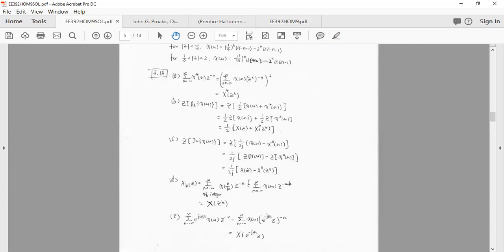Z transform of x of n is just going to give us x of z minus, again, the z transform of x of n conjugate, using the properties that are given in part A of this particular question. We can get this particular term over here. So we have proved that the z transform of the imaginary part of x of n is equal to this part over here, right?